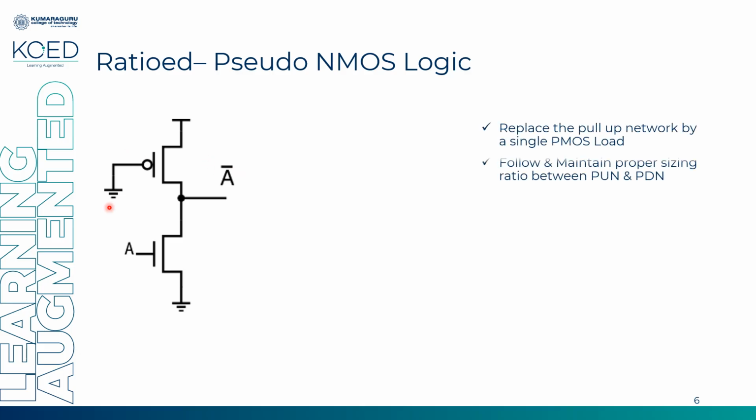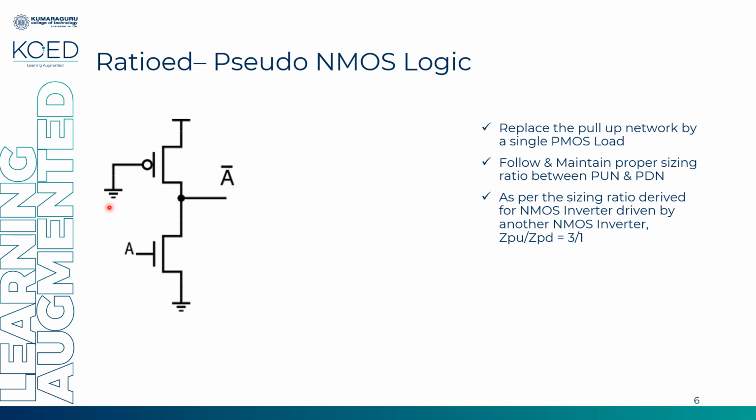So what is the advantage, or what is different in case of CMOS static ratioed logic? In ratioed logic, pseudo NMOS logic, you will maintain a proper sizing ratio between your pull up network and pull down network. That means between your single PMOS and the NMOS transistors below, you will maintain a sizing ratio, that is W by L ratio.